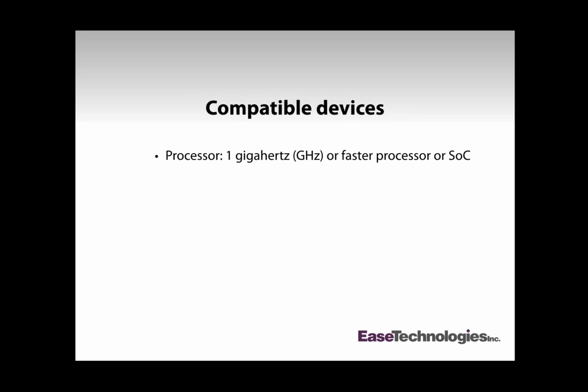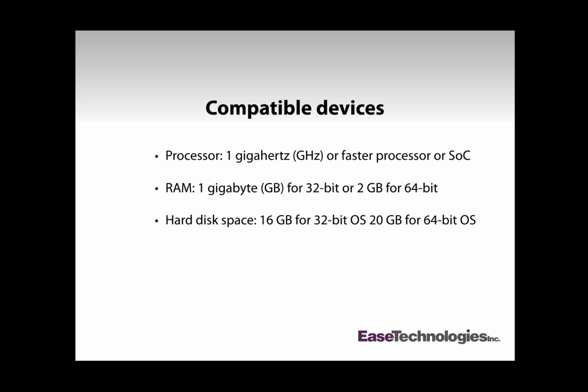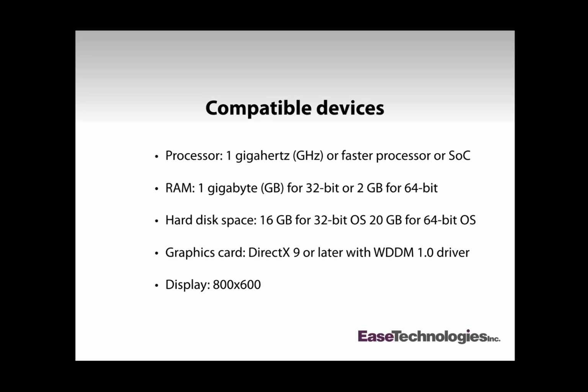Let's talk about some of those compatible devices, because that's an important part of making that consideration. This is the list that Microsoft is providing: a processor of 1 gigahertz, RAM of 1 gigabyte, hard disk space of 16 gigs, a graphics card of DirectX 9 or later, and a display of 800 by 600. This is really a minimum, bare bones system. And guys, any thoughts on an optimal device?